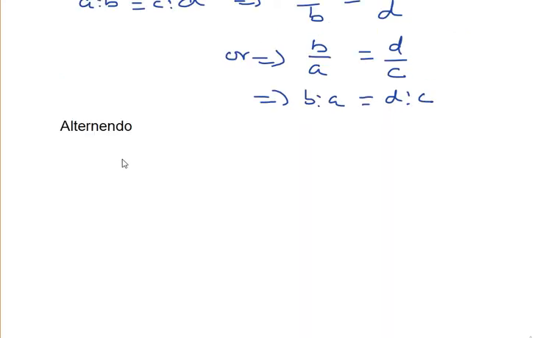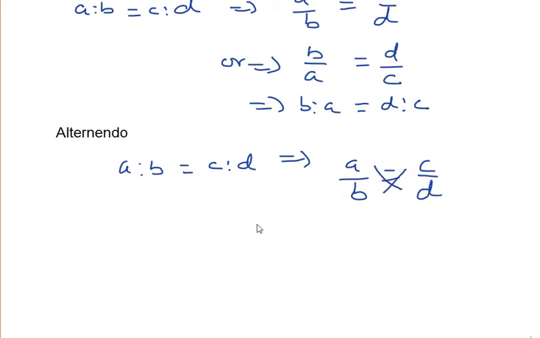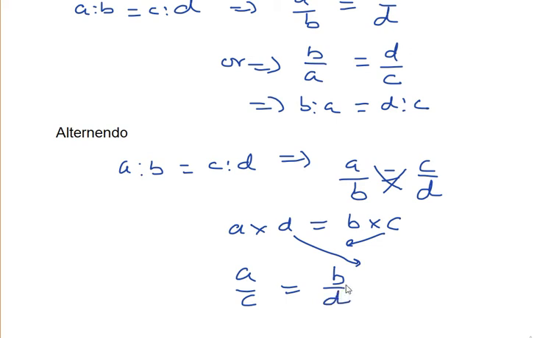We have now let us see alternando. If we have A ratio B is equal to C ratio D, so we can write this A upon B is equal to C upon D. So if we do cross multiply, A into D is equal to B into C, or I can take C over here, D over there. So A upon C is equal to B upon D. So the ratio will be here now, A ratio C is equal to B ratio D.